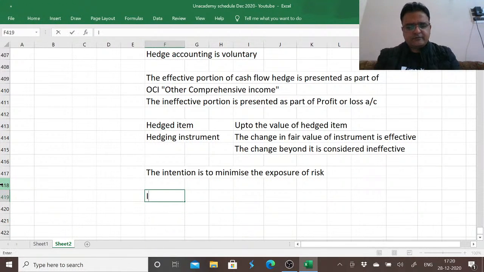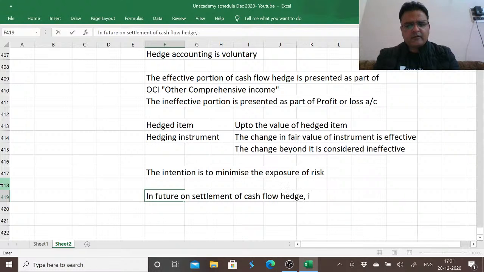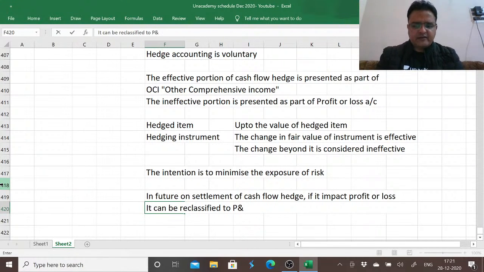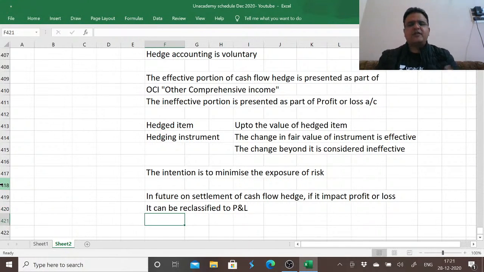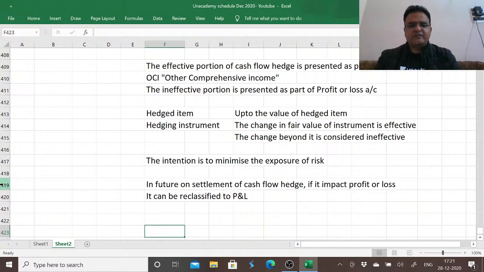And in future, on settlement of cash flow hedge, if it impacts profit or loss, it can be reclassified to P&L. Why do I say impacts P&L? Because it may result into an asset or a liability, so it may not impact P&L. But if it impacts P&L by any chance, then it can be reclassified to P&L. So this was another item which could be reclassified to P&L.